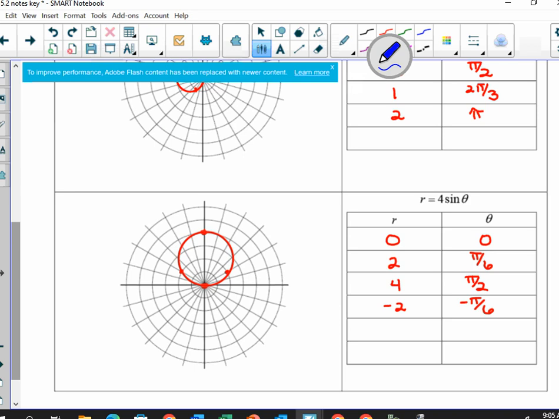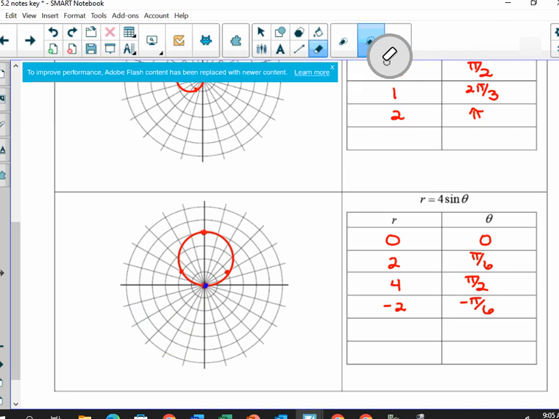Do they all go from the origin? Yes, the circles we're going to graph will always touch the pole. Yes, a circle exists that's over here, but we're not going to do that. All of yours will be anchored at the pole.